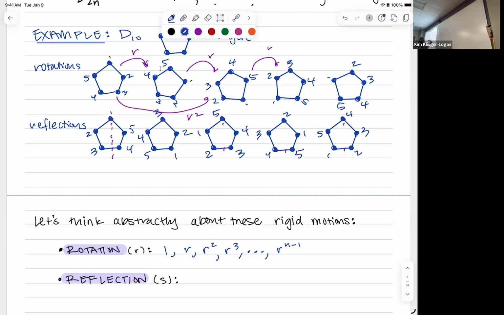And then I also have these reflections S. And one thing you might notice about the reflections is that we could choose all these different vertices to do the reflection about. And maybe I wrote it in a different order so that it's less clear. Okay, so let's see. One thing to notice is that here we've listed all of our rotations individually.